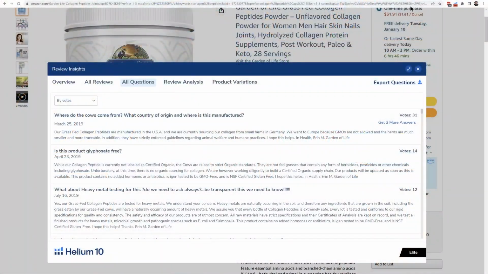Another thing that I'm looking at in Review Insights that, just me not knowing about collagen peptides, I never would have known. The number 2 question, with 14 upvotes, is: is this product glyphosate free? I don't know if I'm pronouncing that right. Another question: what about heavy metal testing for this? All right, we need to know. It has 12 upvotes on this.